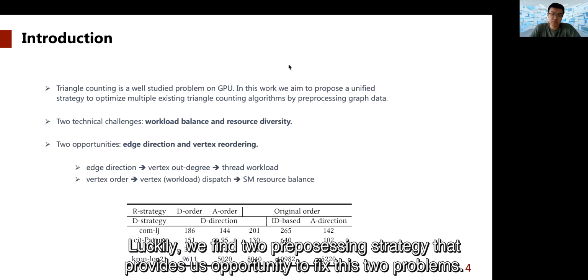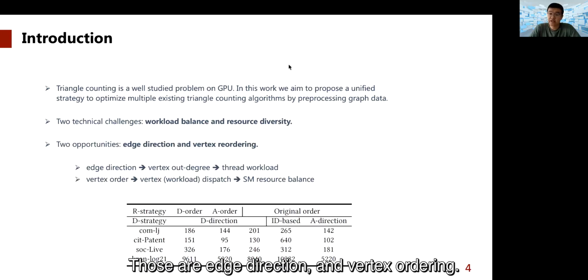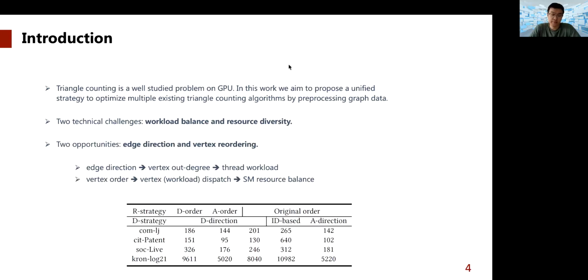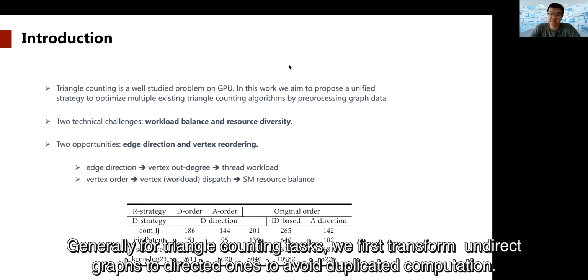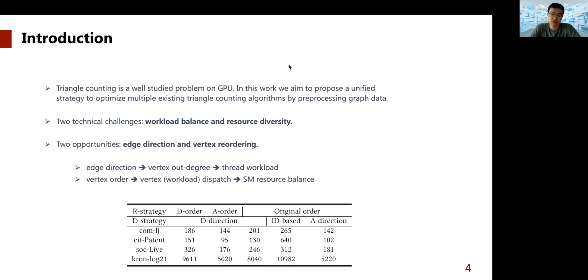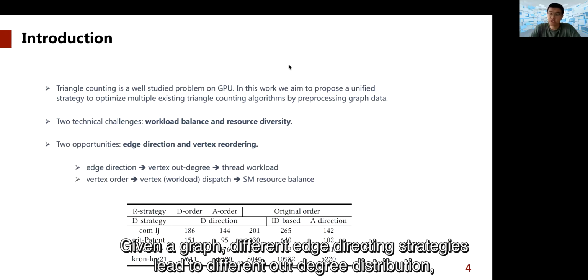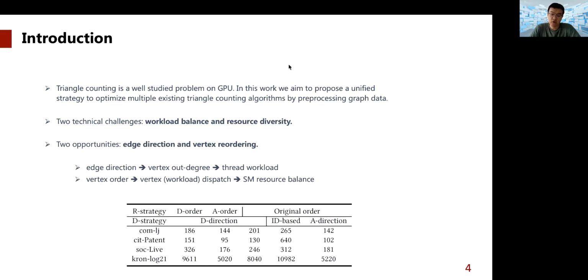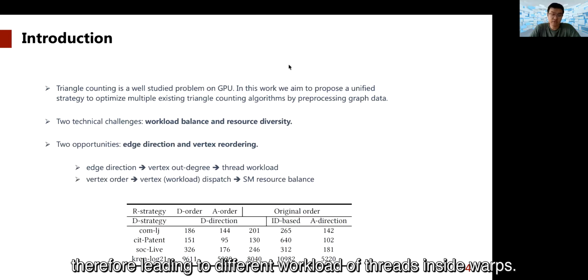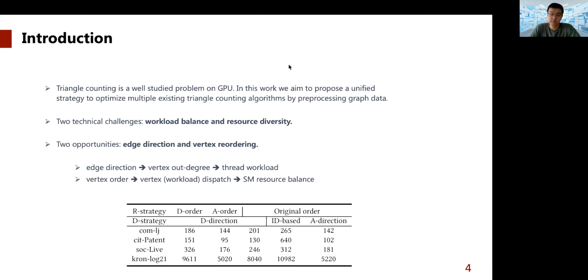Luckily, we found two pre-processing strategies that give us the opportunity to fix these two problems. Those are edge direction and vertex reordering. Generally, for triangle counting tasks, we first transform the undirected graph to a directed one to avoid duplicated computation. Given a graph, different edge directing strategies lead to different out-degree distributions, therefore leading to different workloads of threads inside warps.